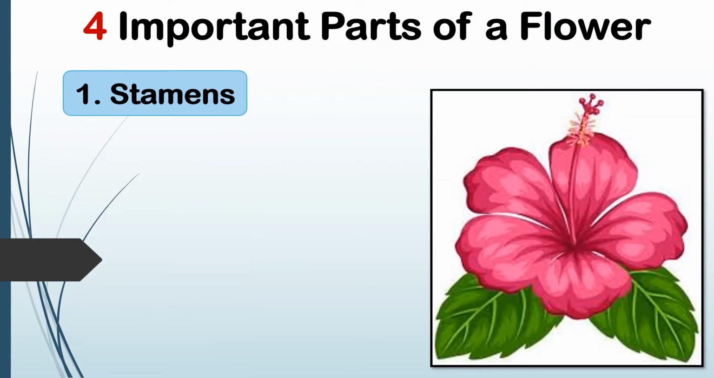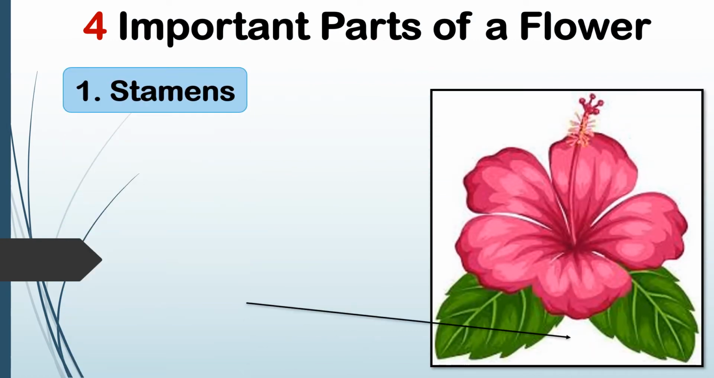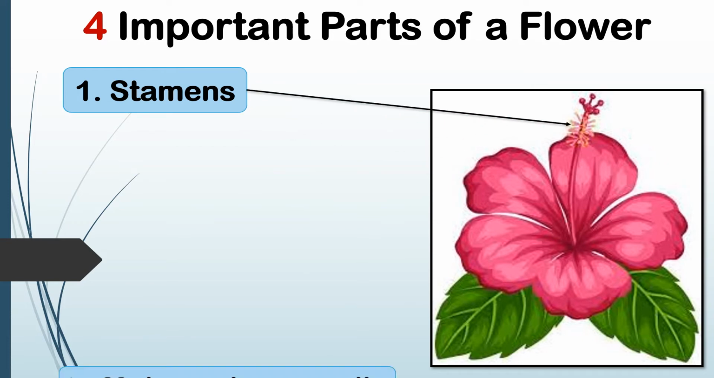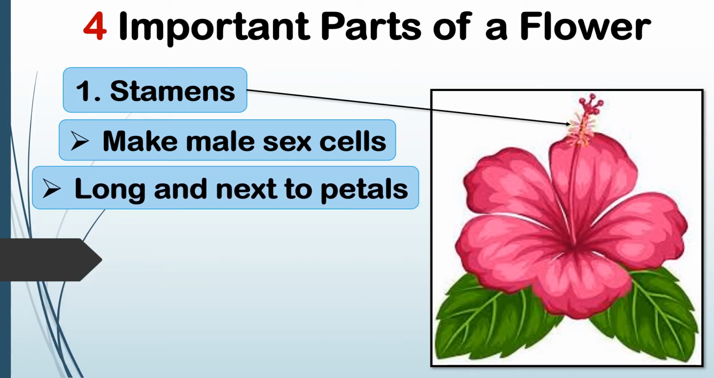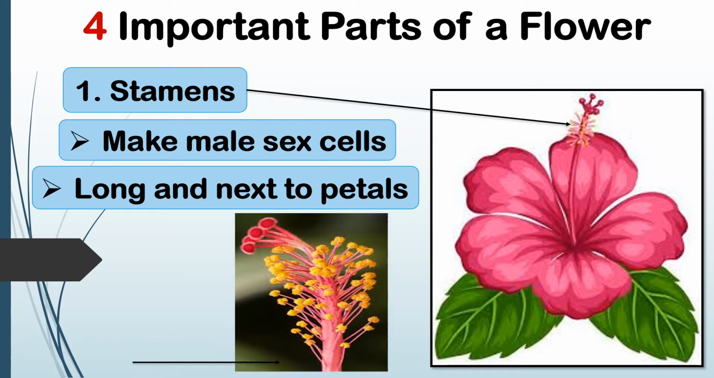First is the stamens. These are the stamens of the hibiscus flower. It makes male sex cells. When you say male, it is for the boys, male or boy. It is long and next to petals. Its color is yellow for the hibiscus flower. So these are the stamens of hibiscus flower.